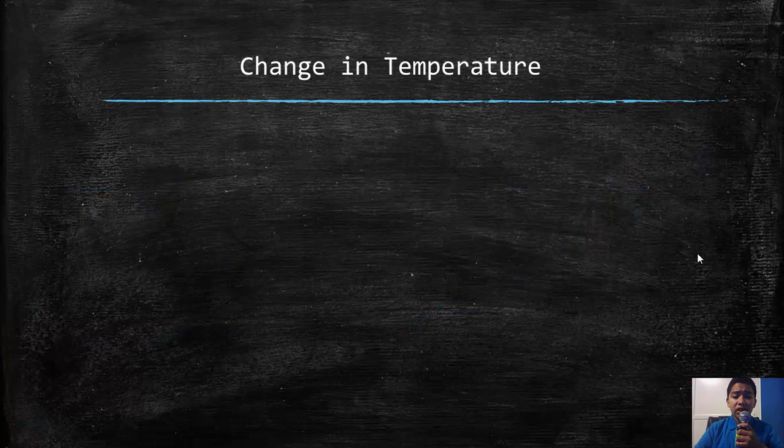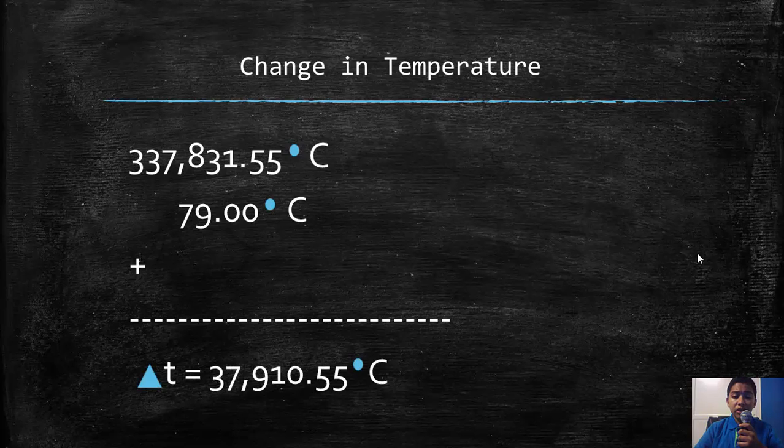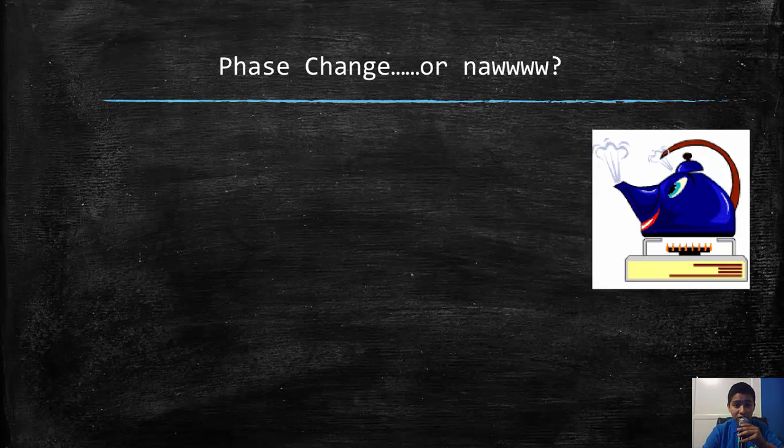But that's not all. We still need to add the 79 degrees that we added at the beginning. So let's add that, and our final change in temperature is going to be 37,910.55 degrees Celsius. Phase change or no?